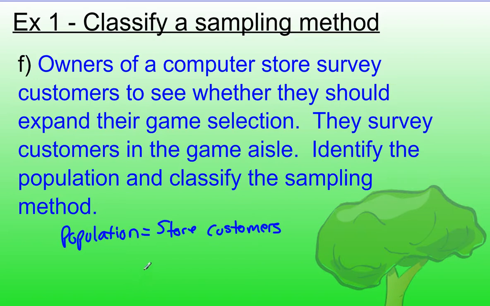Okay, and then as far as what type of sampling method is used, well, it's a computer store, and they're asking if they should expand their game selection. They're asking people in the game aisle. That to me sounds like a convenience survey. They're just picking people in this area, just whoever's close, whoever's nearby. So I would call this one a convenience sample.